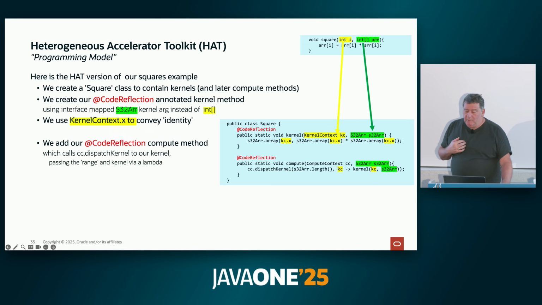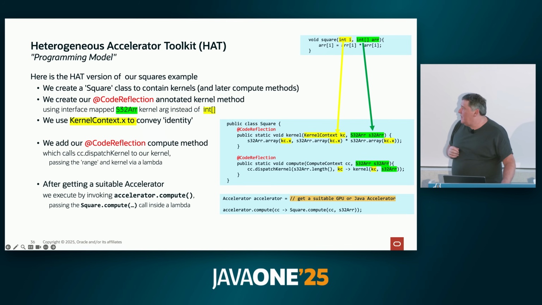And then we also put in the same class, by convention, a compute method. This one, in this case, because we've just got a single kernel, all it does is dispatch the kernel that's also in the same class. So here, we're going to call the compute method. We're going to pass it our array. That array is going to dispatch to the kernel, the kernel's going to do the work, and then we're done. But there's a compute layer, and there's a kernel layer.